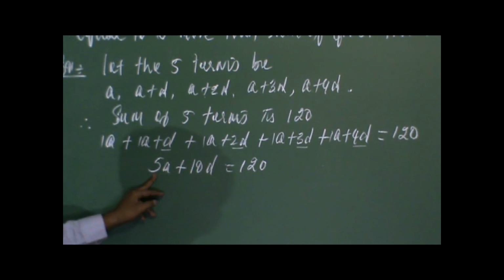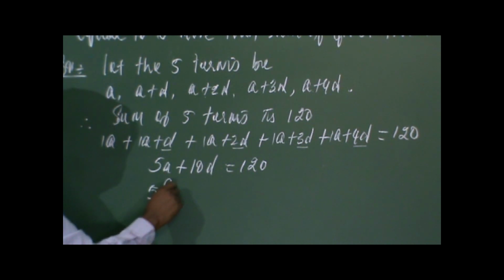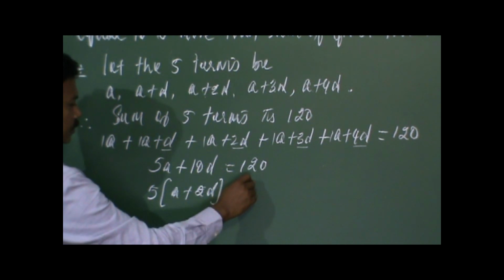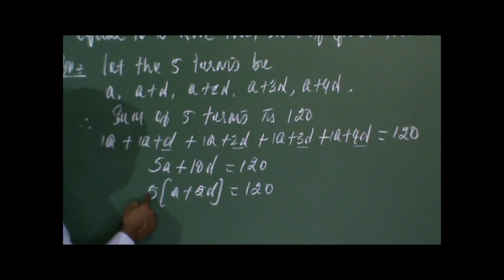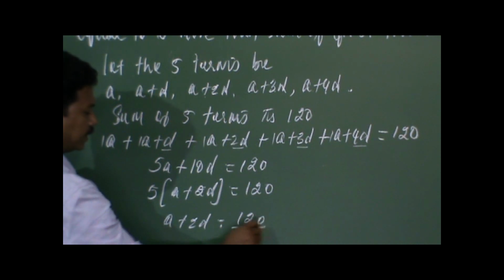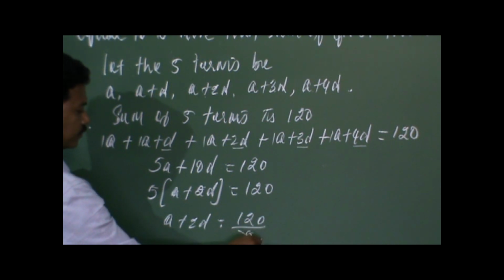Here you have a chance of taking out 5 as a common factor. So take 5 as common: 5 times (a plus 2d) is equal to 120. You can transpose 5 to the RHS. So a plus 2d is equal to 120 by 5. So it comes to 5 1s are 5, 5 2s are 10, 5 4s are 20.